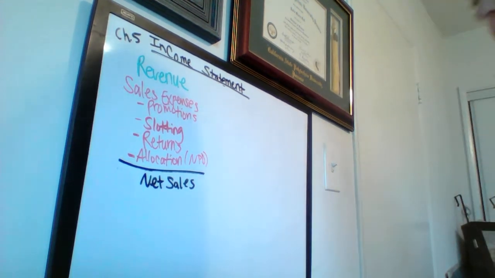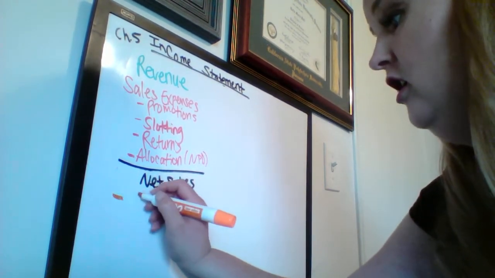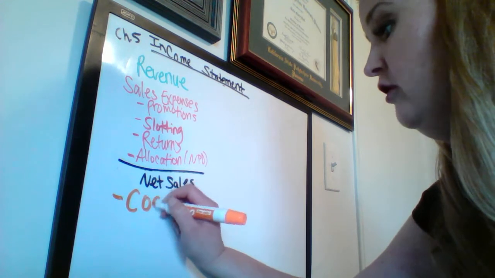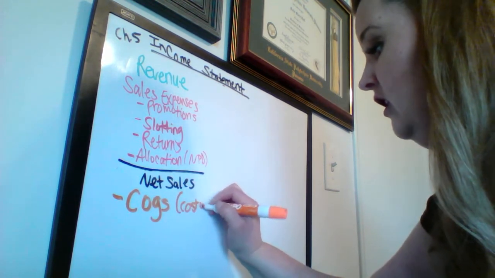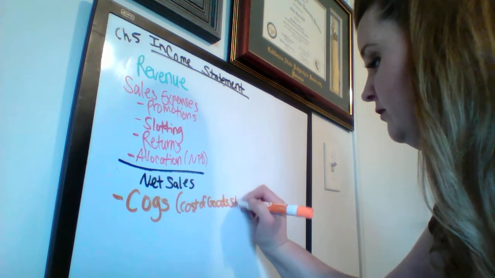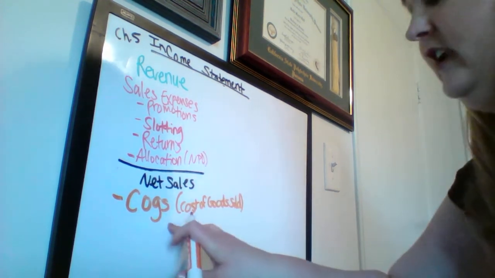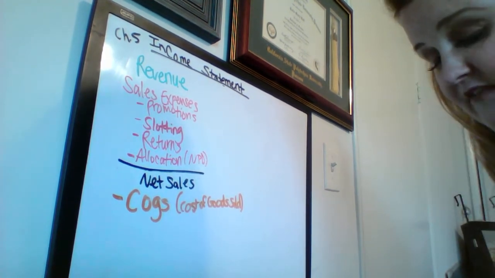I'm going to do that in orange. So from net sales, we subtract out our cost of goods sold, COGS. Cost of goods sold. The reason for this is we're going to get back to this. This cost of goods sold is actually for manufacturing.